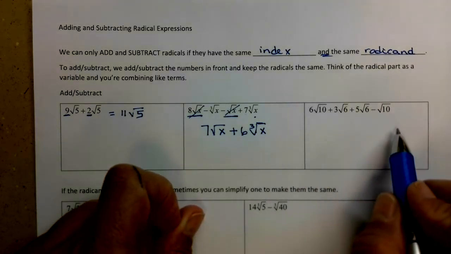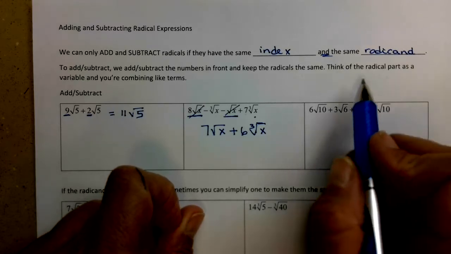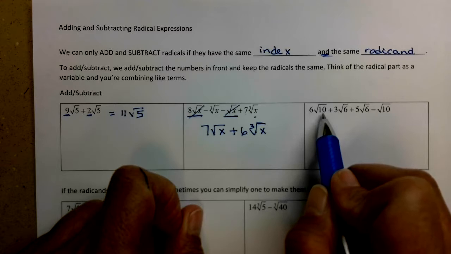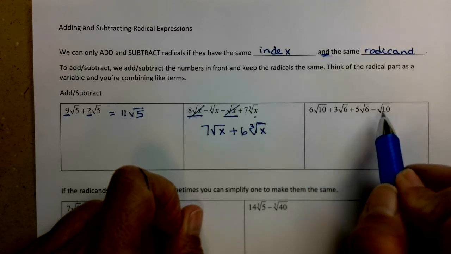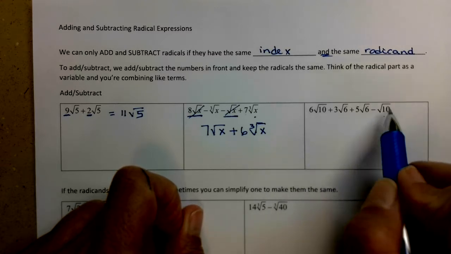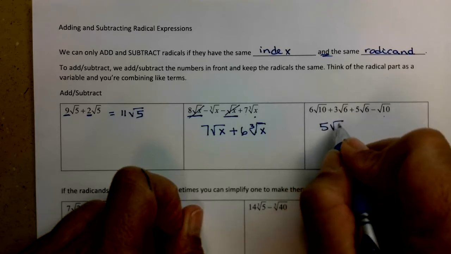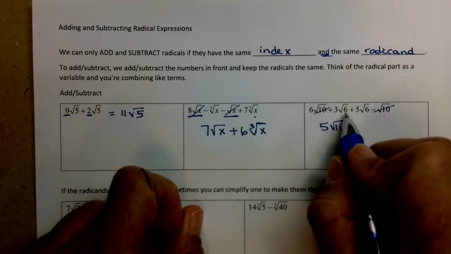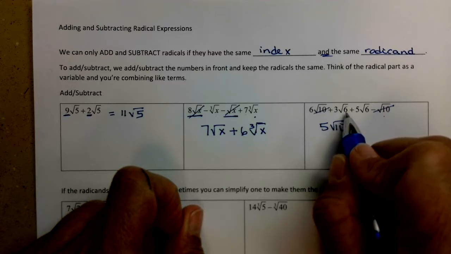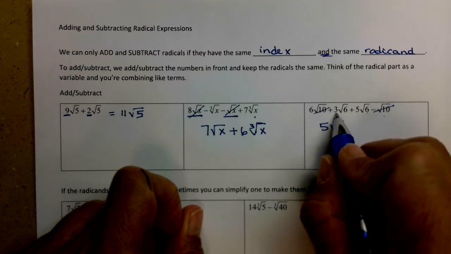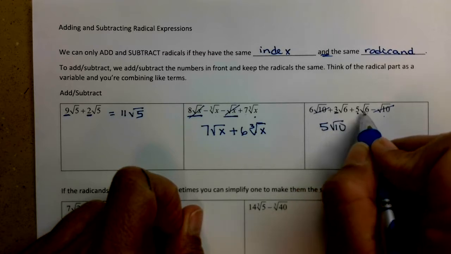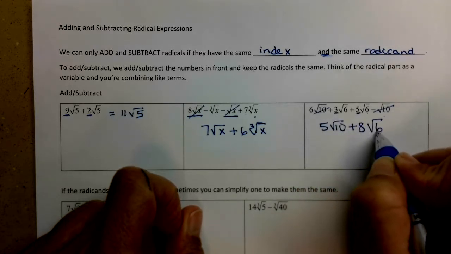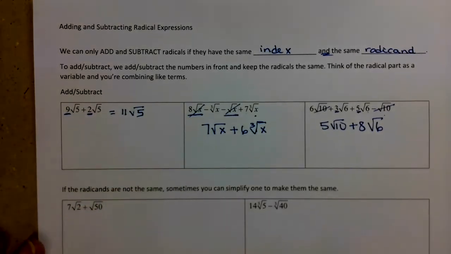Okay, do you want to pause and try this one? So 6 square roots of 10, the only thing it can add or subtract with is another square root of 10 right there. So 6 minus 1 is 5 of those. So 5 square roots of 10. And then 3 square root of 6 can combine with the other square root of 6 right there. So 3 of them plus 5 more. It's those numbers in front that we add. So 8 times the square root of 6.